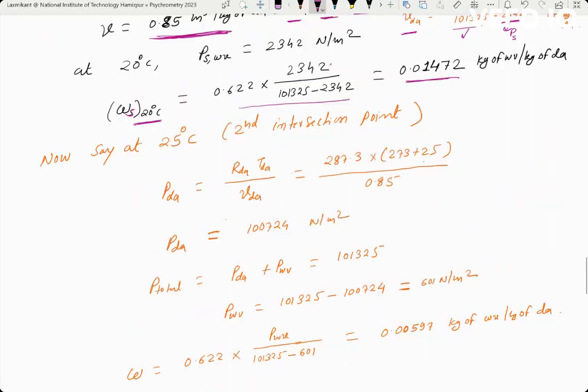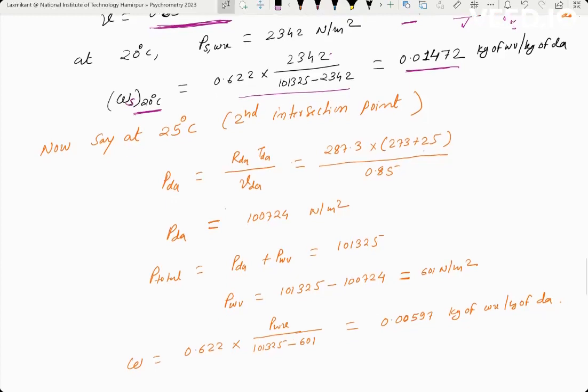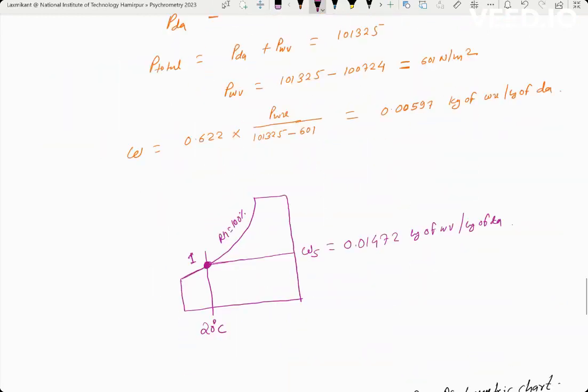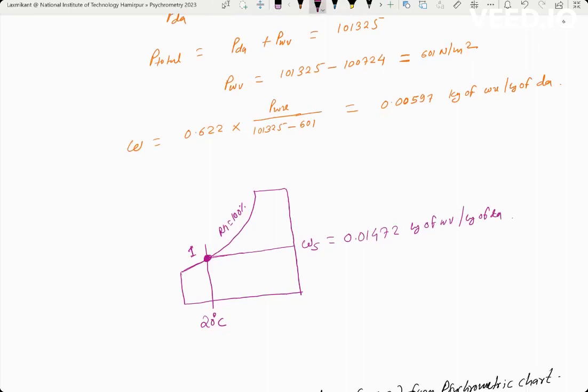Now consider 25 degrees Celsius to determine the second intersection point. We are considering the 25 degrees Celsius line, so we again draw a vertical line at 25 degrees Celsius. This is the 25 degrees Celsius line. Now we require the intersection point.